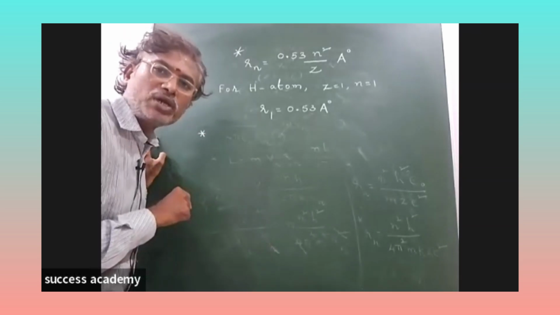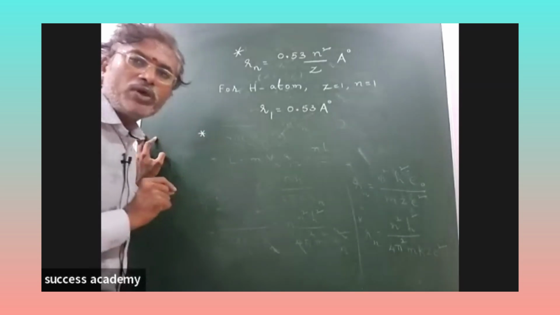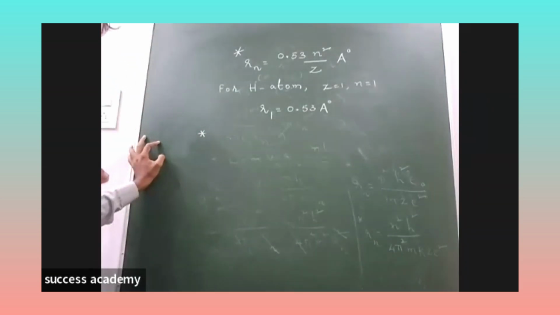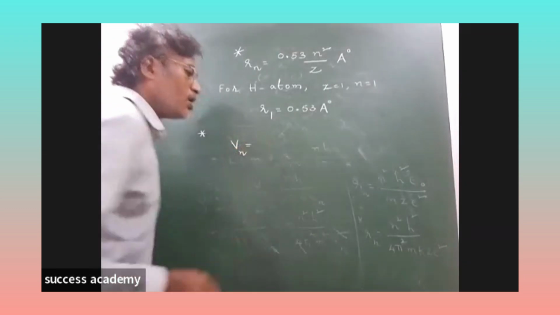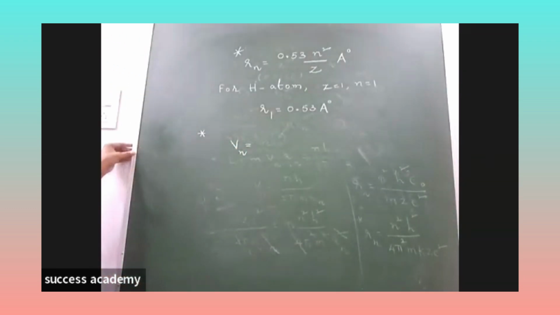Velocity of the revolving electron in nth orbit. So for that, generally, previously we got the formula as Vn is equal to, already we got the Rn value, and from the Rn value we can calculate the Vn value.